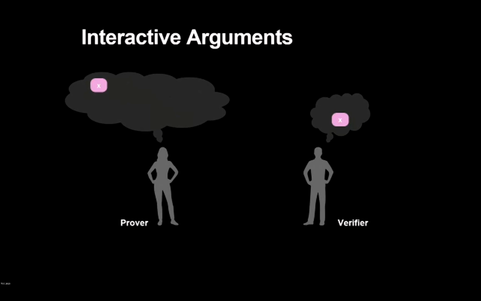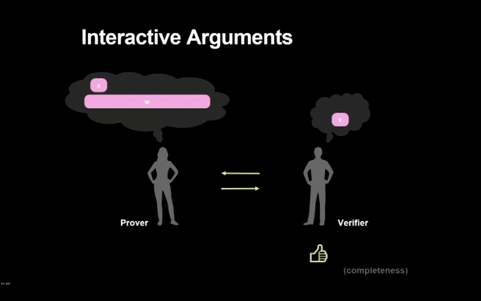Yeah, so the setting is we have the prover and the verifier. We have a shared statement X, and then the prover has some witness W. And the idea is that we want some interaction between the prover and the verifier such that if the witness is a valid one, then the verifier should accept. And on the other hand, if the statement is false, if there's no witness, then the verifier should reject with high probability.